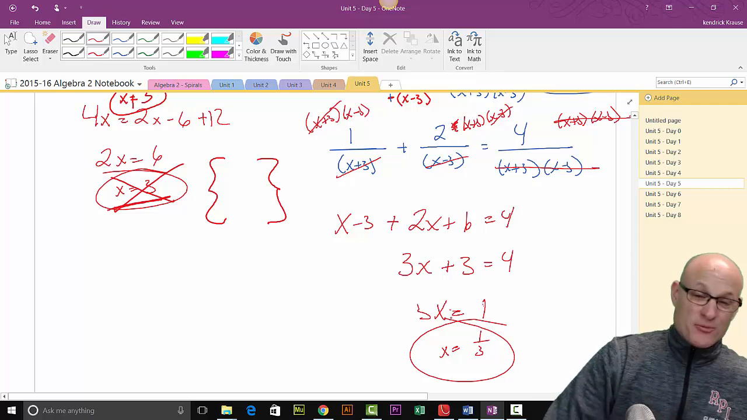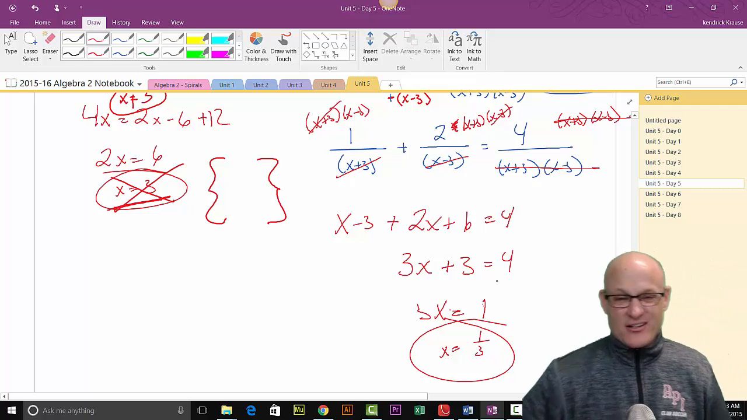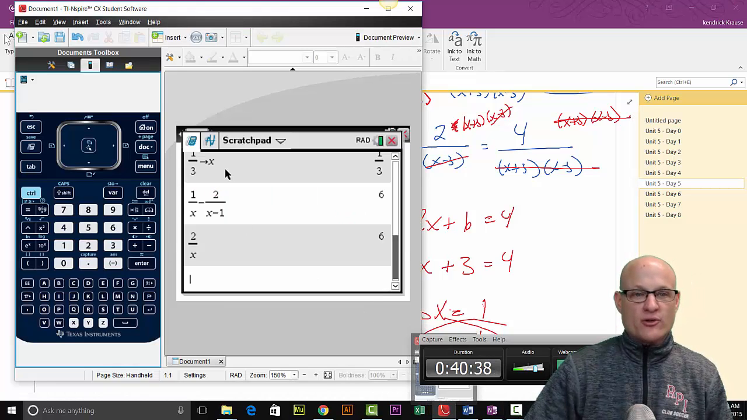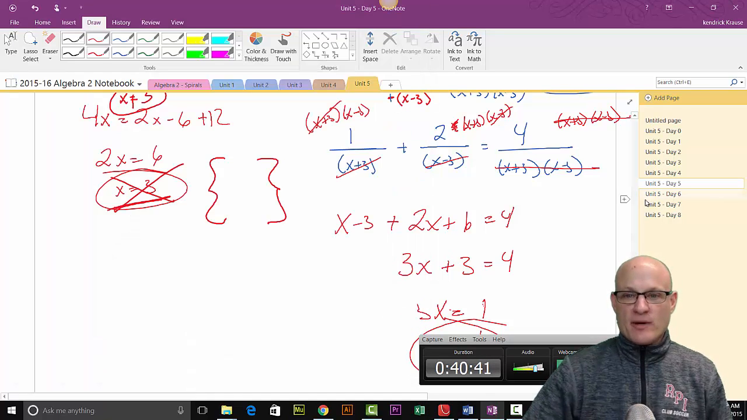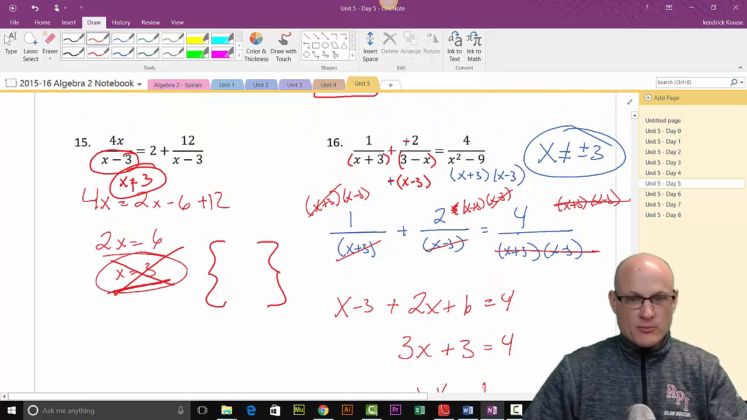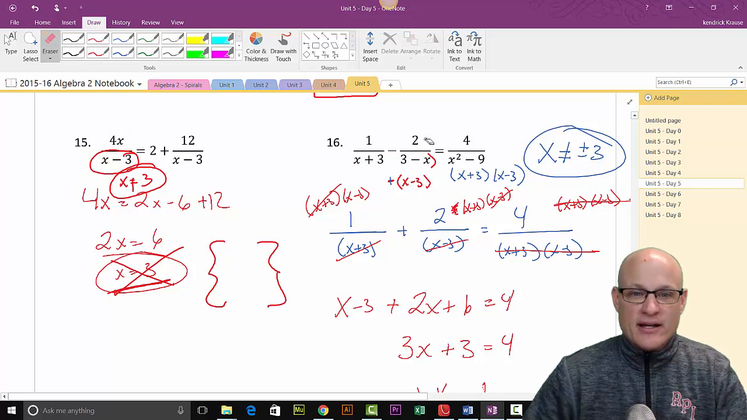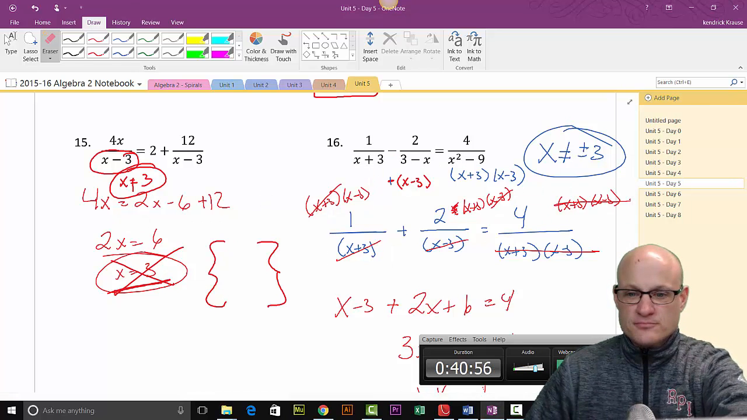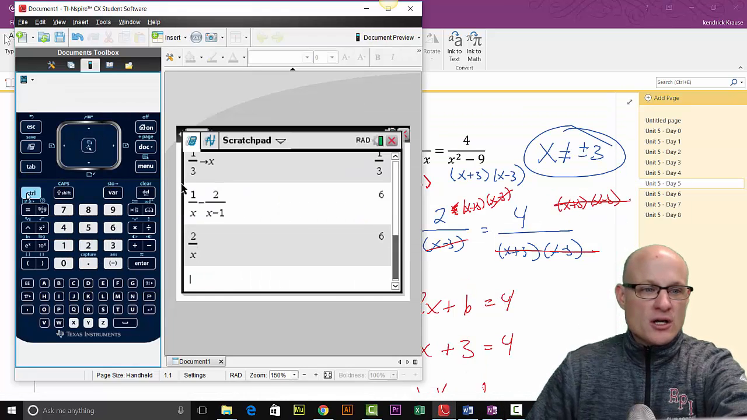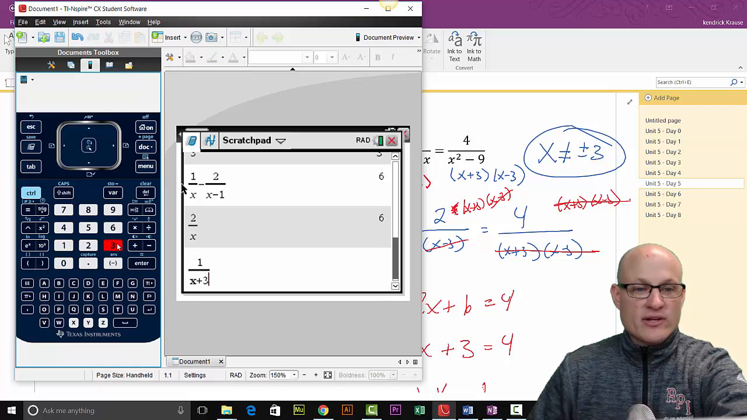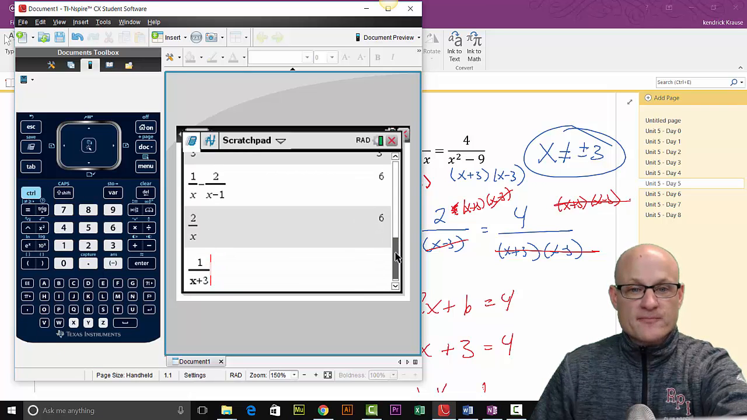Now, 1/3 is not 3, but it is a little weird. Let me check that answer. I'm going to do my last little check here. Now, the cool thing is I already have 1/3 stored into x, so that's good. So let me go back here and see what my original problem is. Again, we're not changing anything. So 1 over x plus 3. Now the only reason I can do this is because I still have 1/3 stored in x.